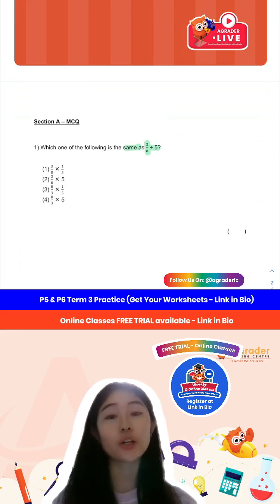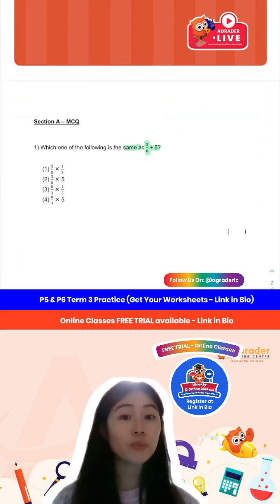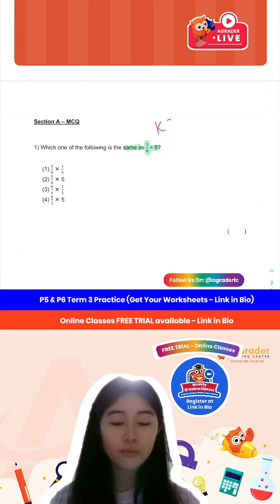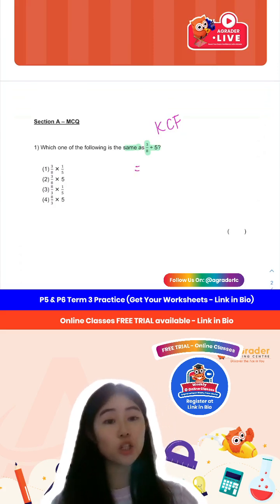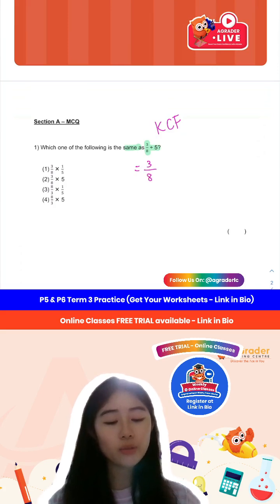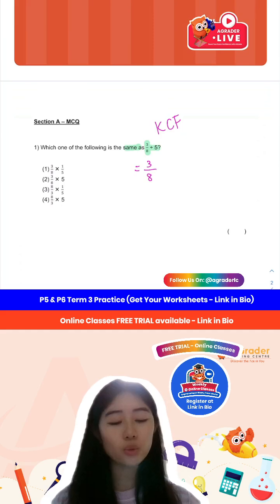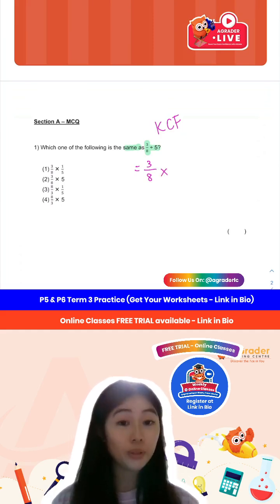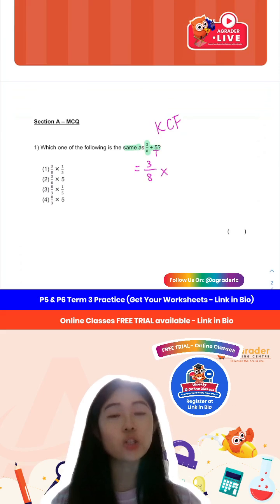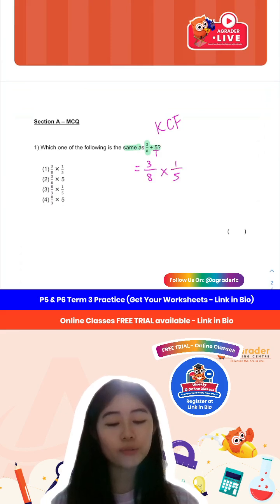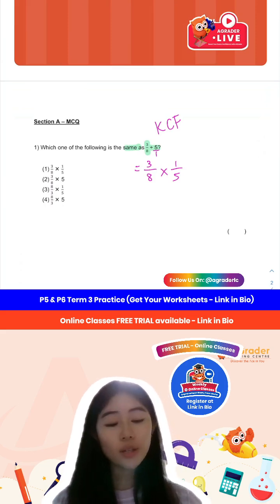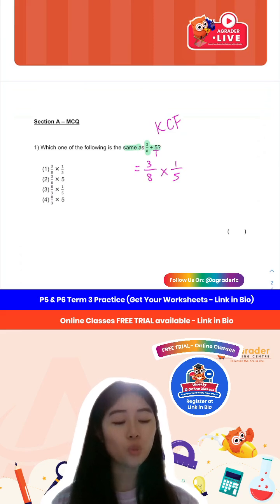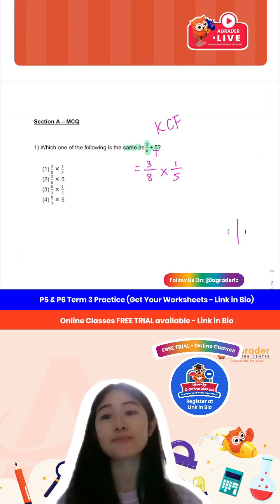Whenever you have division of fraction, you need to use this acronym called KCF. So you should have learned in school KCF. KCF stands for keep, change, flip. So you're going to keep the first fraction the same, change the divide to times, and then flip the 5. Okay, so 5 is actually 5 over 1. So when you flip it, it becomes 1 over 5. Okay, so based on this, you can see that it's actually the same as option 1. So option 1 is the answer.